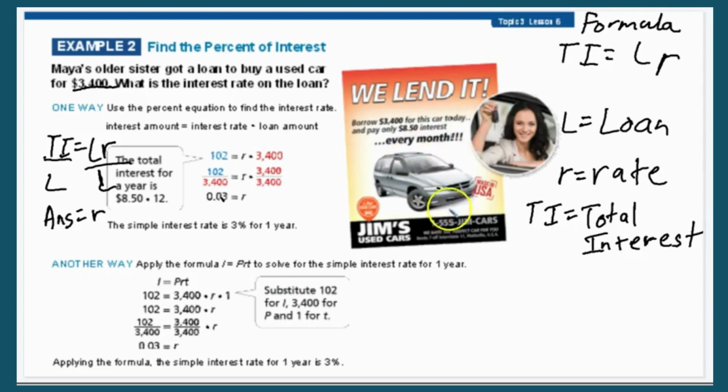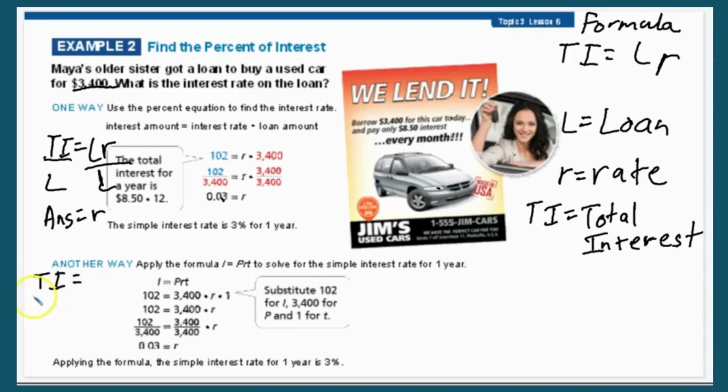Oh my God. So the formula for this is TI equals LR. So L equals the loan, R equals the rate, and TI stands for total interest. So let's write down what we have, okay? So we don't know the TI yet, but we're gonna solve for that.